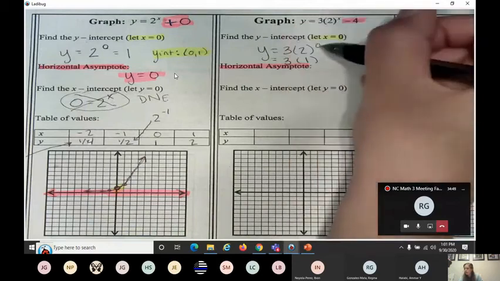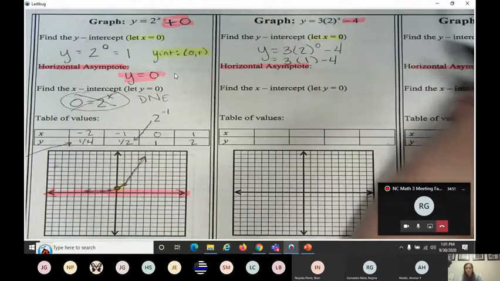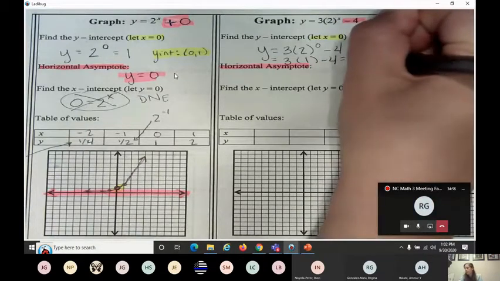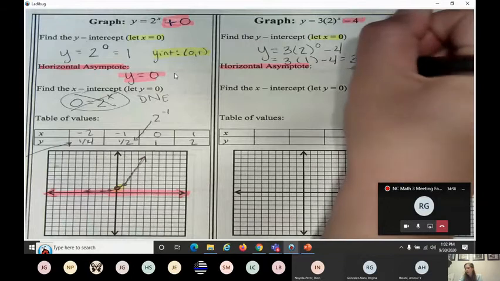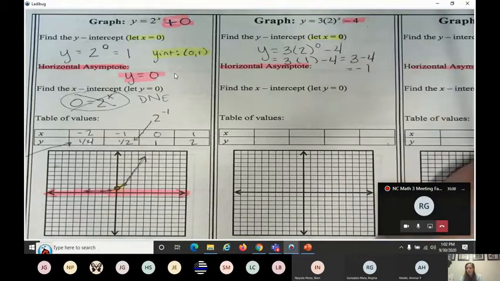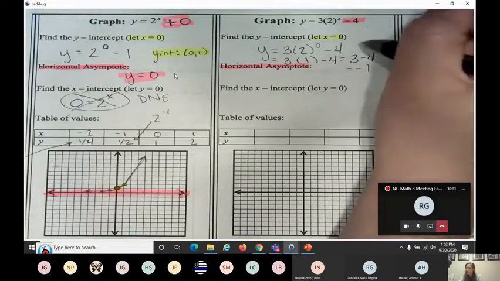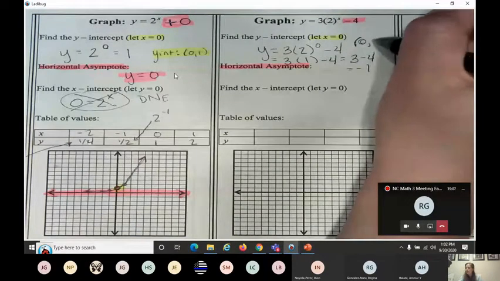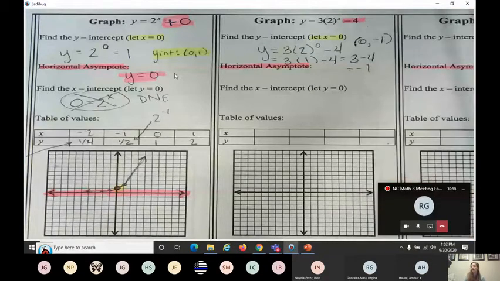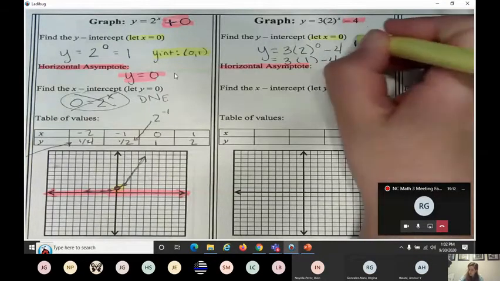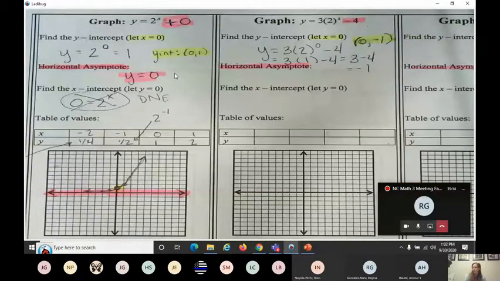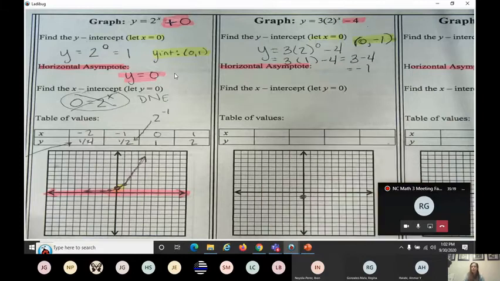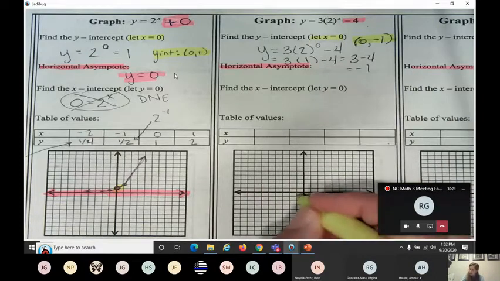Because 2 to the 0 is 1, 3 times 1 is 3, and I'm going to subtract 4 from that, which gives me -1. So this tells me that my x value that I subbed in was 0, and the corresponding y value is -1. So that would be my y-intercept. And I'm going to plot that on my graph, 0, -1. I'm going to highlight it so we know that that's the y-intercept.